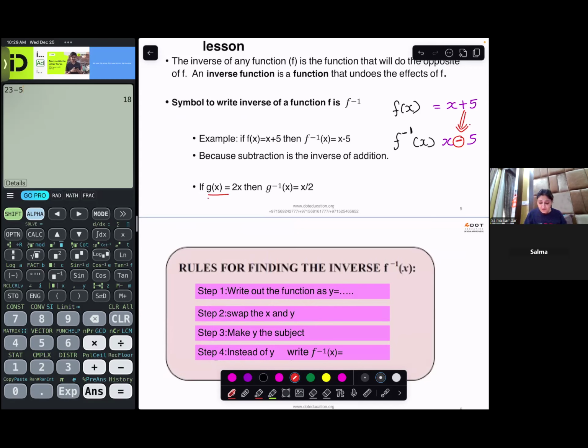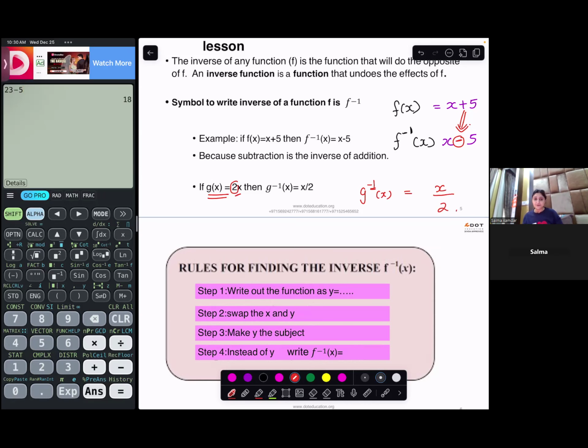So if g of x is 2x, the inverse of it, that is g minus 1, you write over here: x, because the opposite of multiply is divide. I will write x as it is and divide by 2.